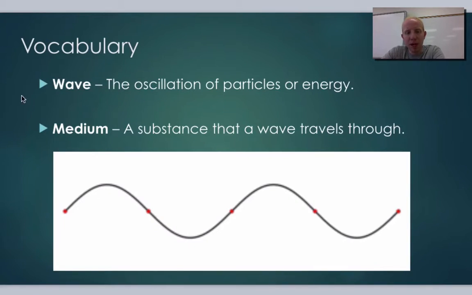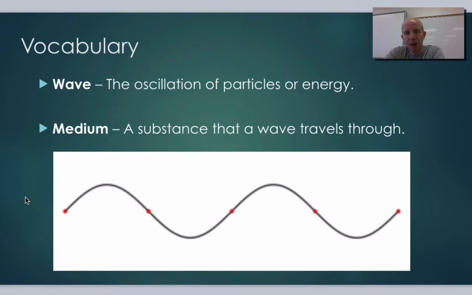To be very precise, a wave is the oscillation of particles or energy. You've often probably seen waves drawn like this where they go up and down and up and down. But think about it, that wave is constantly moving back and forth. It's just an oscillation. It goes from one spot back to another. But as it does so, it propagates energy along.